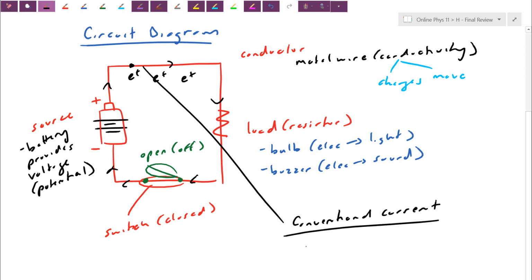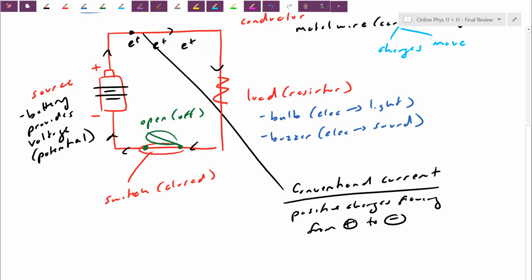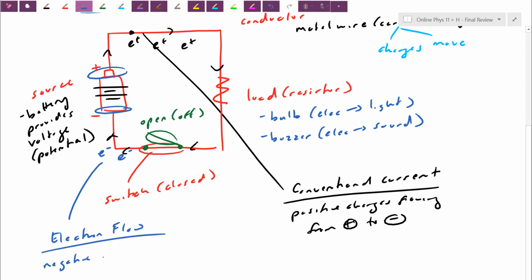So conventional current here assumes we have positive charges flowing from the positive terminal of the battery to the negative terminal of the battery. What's actually happening? Well, actually, it's not positrons that are moving, it's actually electrons that are moving. And electrons actually have a negative charge. The real electron flow, if I'm a negative particle, I'm actually going to go the opposite way. I'm going to want to run away from the negative terminal, and I want to get to the positive terminal. So we're just going to give that a different name. What's really happening here, you can call that an electron flow. It's actually negative charges flowing from the negative side to the positive side.